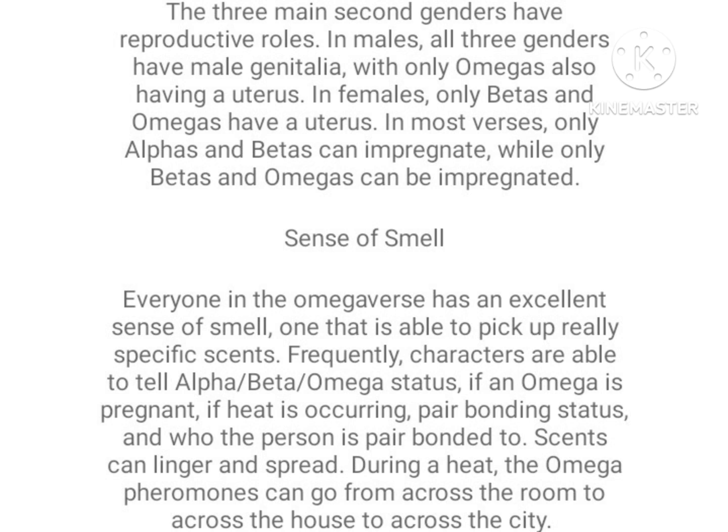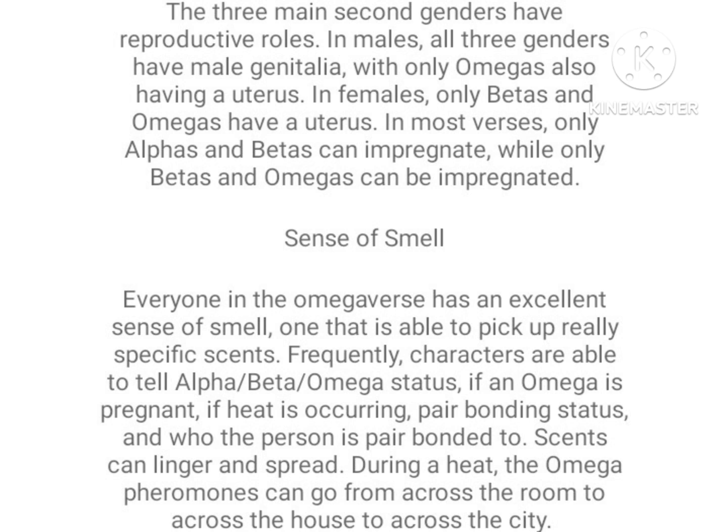In males, all three genders have male genitalia, with only omegas also having a uterus. In females, only betas and omegas have a uterus. In most verses, only alphas and betas can impregnate, while only betas and omegas can be impregnated.